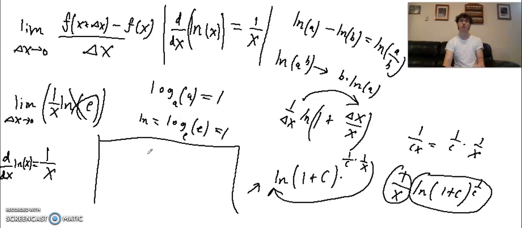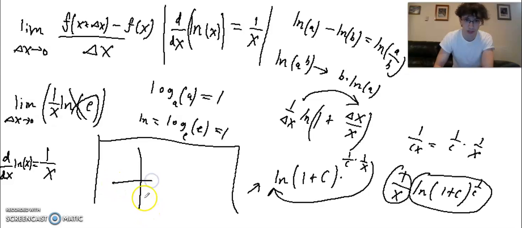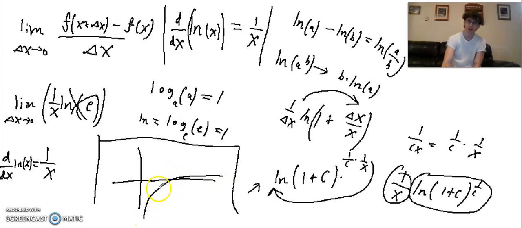But what's important is, if you have the function ln of x, which is something like this, your points are on this line, but your instantaneous rate of change, your slope, will be tangent to that line. And the value of the slope of the tangent line is going to be 1 over x. It's just a cool little definition right there.